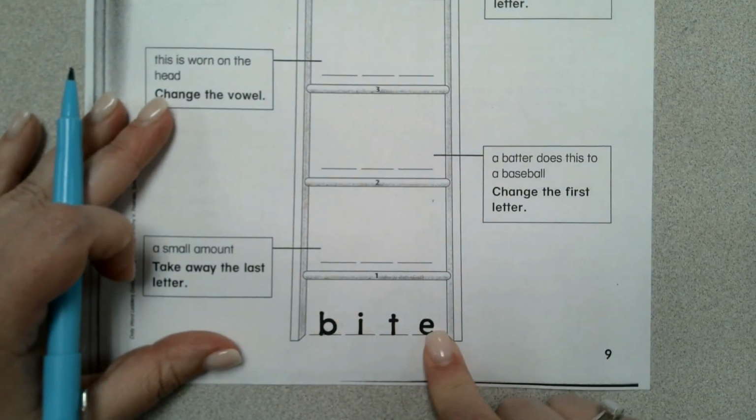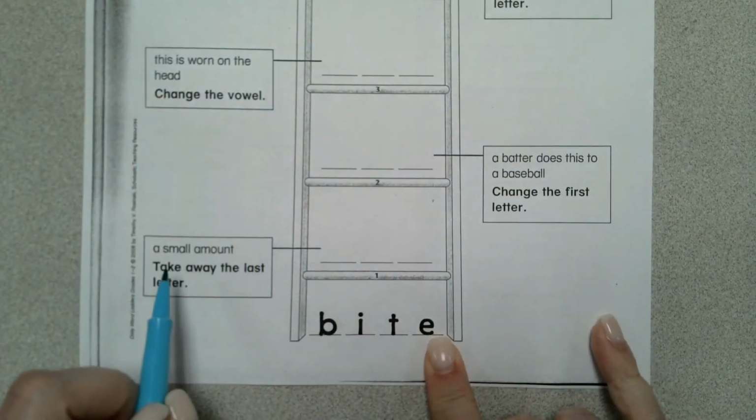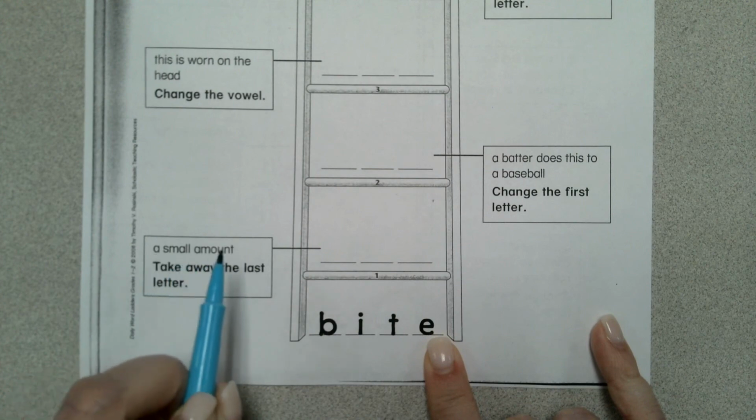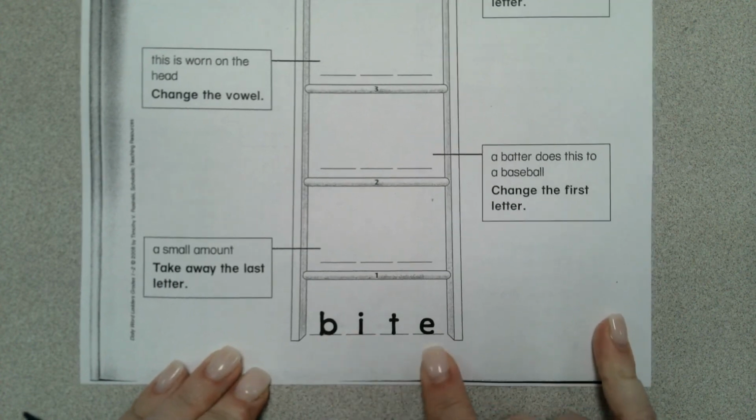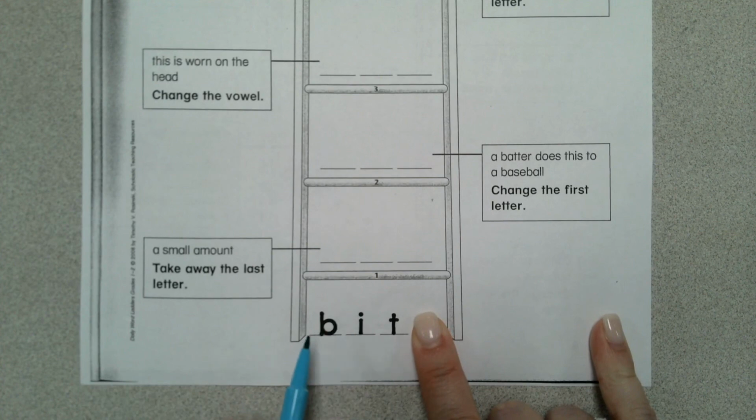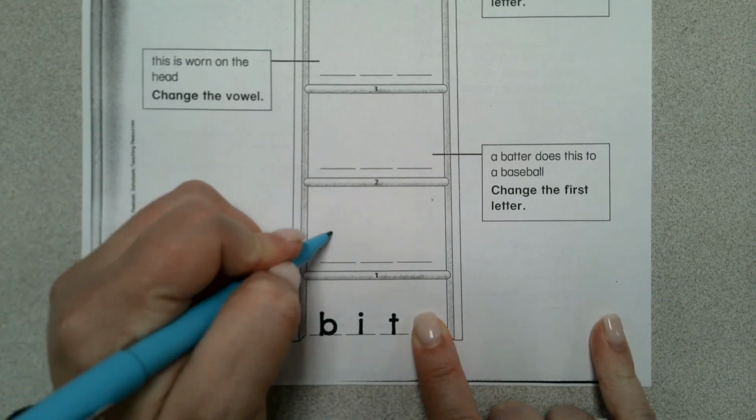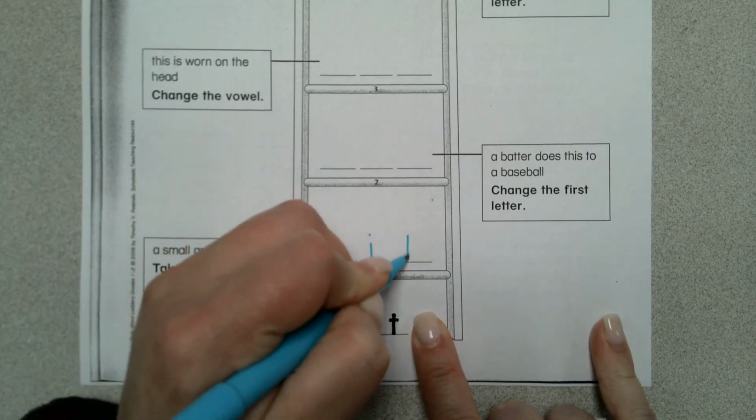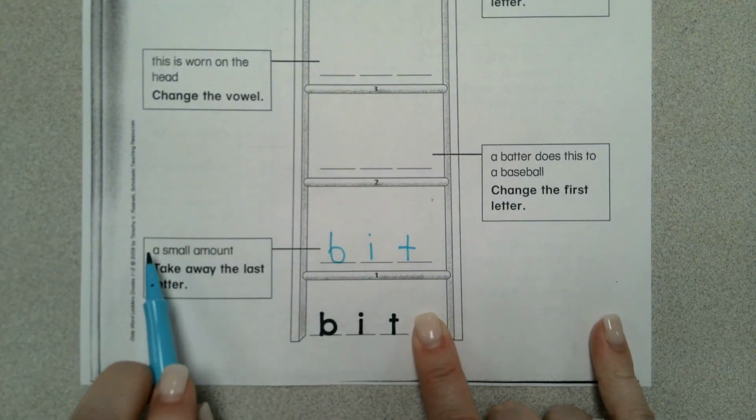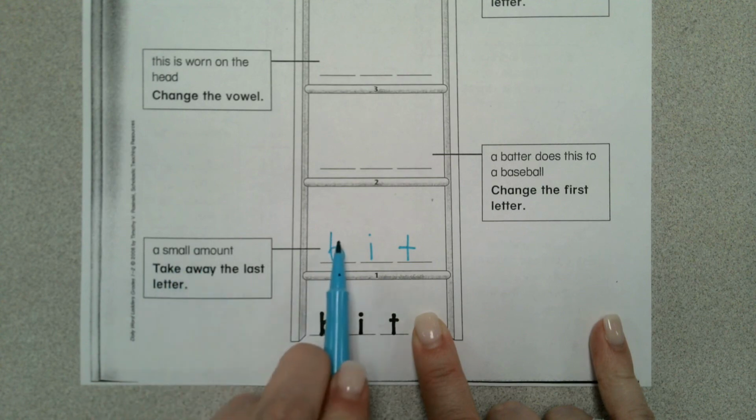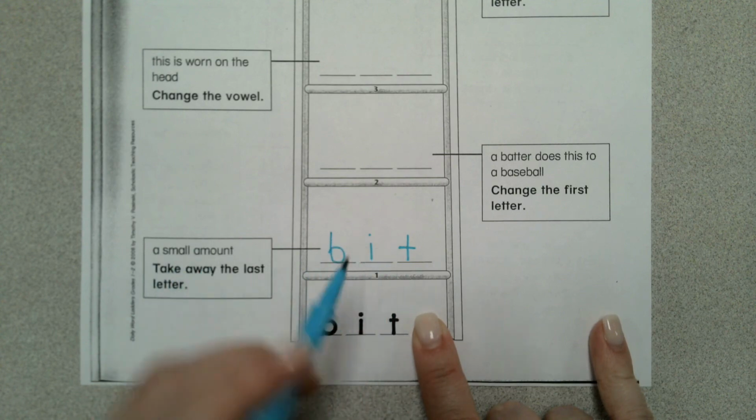So we have the word bite. Here's our first clue. A small amount. Take away the last letter. So which one's the last letter? If you said E, you are correct. So we're left with 3 letters, B, I, T. So our new word is bit. So if you have a small amount of something, you just have a little bit.